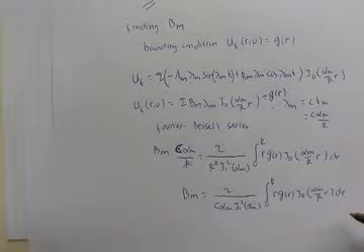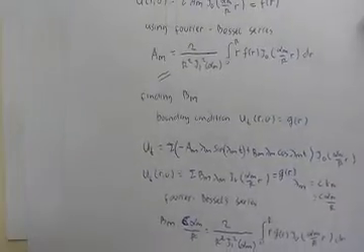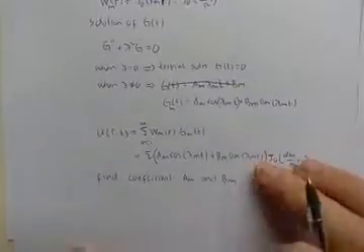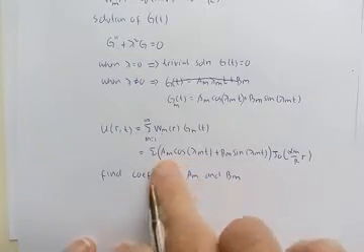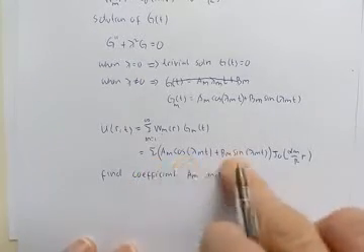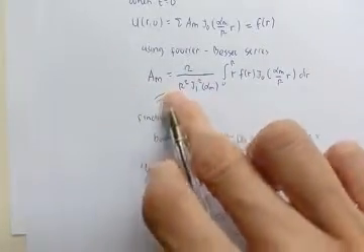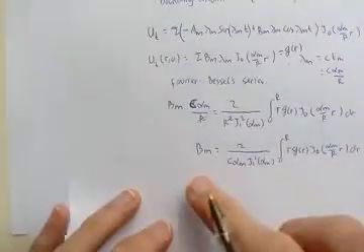Okay, we've done it. We have solved the Laplacian in polar coordinates. This is the solution, and when we find the coefficients a_m and b_m, we have already found them. This is a_m and this is b_m.